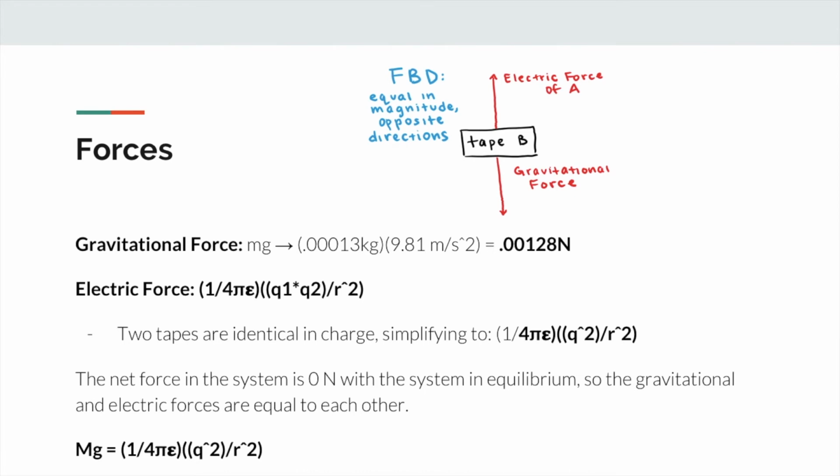As shown through the free body diagram, the two forces acting on tape B were the electric force of tape A and the gravitational force. We know the equations for both of these forces, as shown on the screen, and because the net force in the system is 0 newtons with the system in equilibrium, the gravitational and electric forces are equal to each other, just in opposite direction. Therefore, we can set the two equations for these forces equal to each other, as shown at the bottom of the screen.